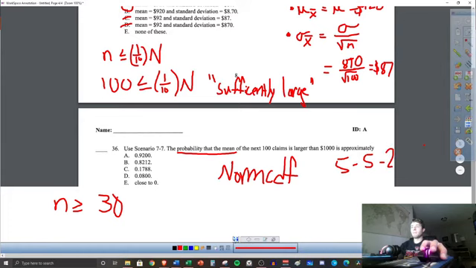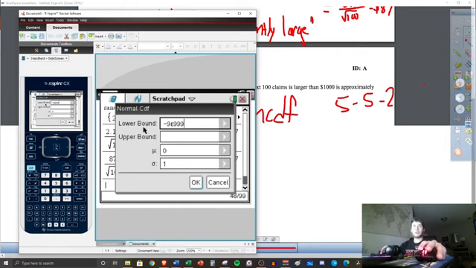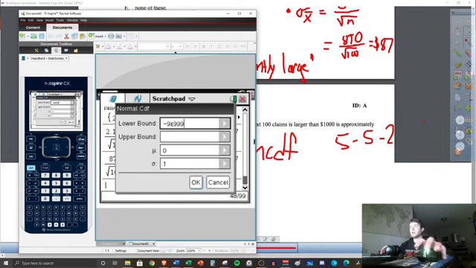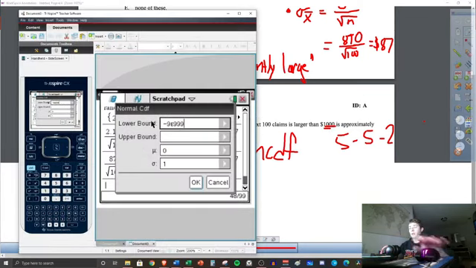Okay, Normalcdf. It wants the lower, upper, mean, and standard deviation. So what is the lower boundary? Well, let's read the question again. Probability that the next 100 claims is larger than $1,000. That's what we want. So we're going to put 1,000 in here.